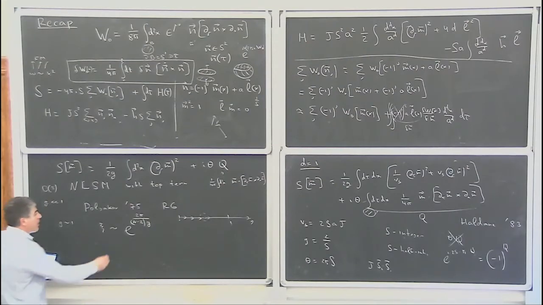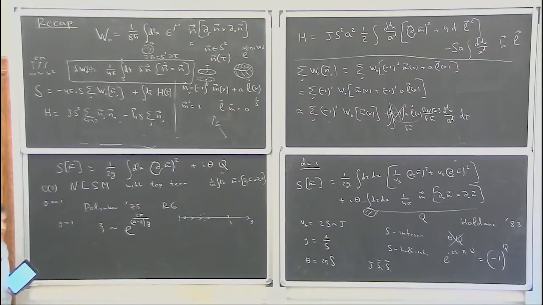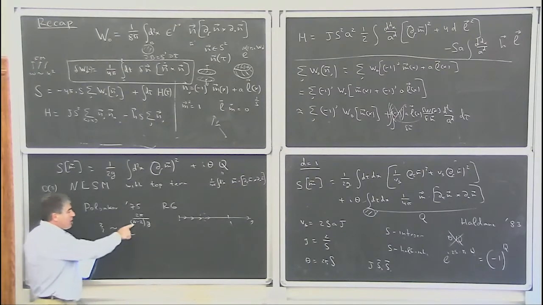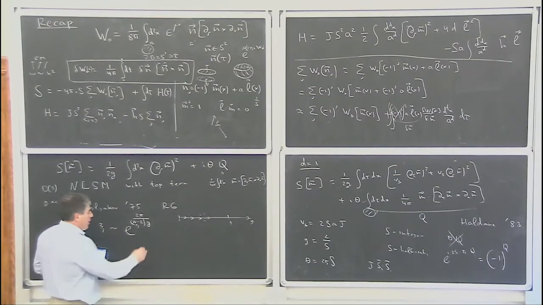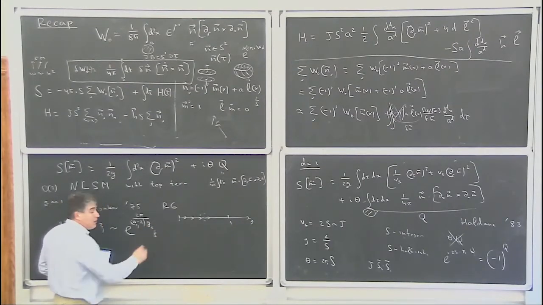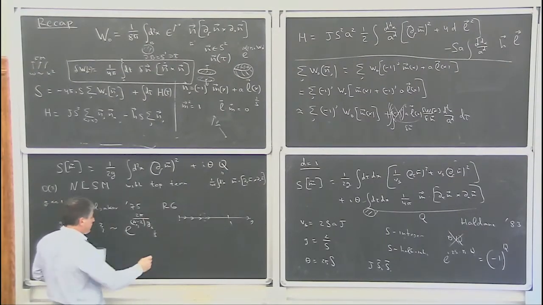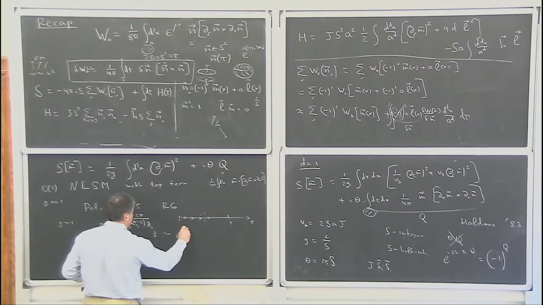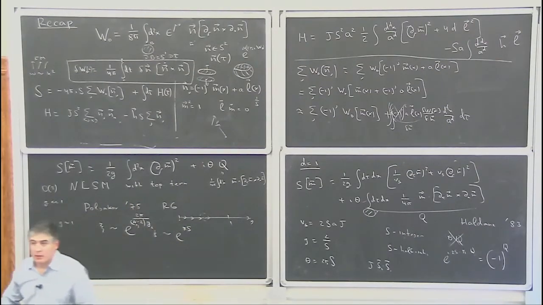Here, n is the number of components of this field. Polyakov did it for the general case. We are interested in n equals 3. And we're interested in g equals 2 divided by S. That's what we derived as the bare coupling constant. So this becomes e to the pi S. Yes? How to derive it?